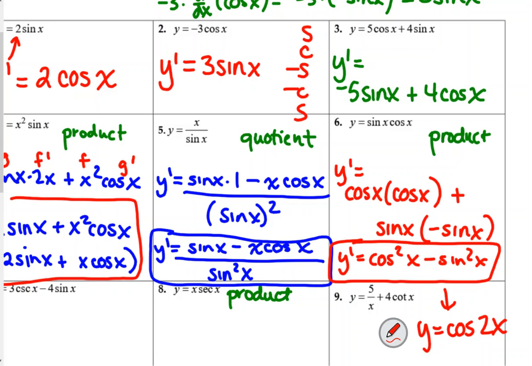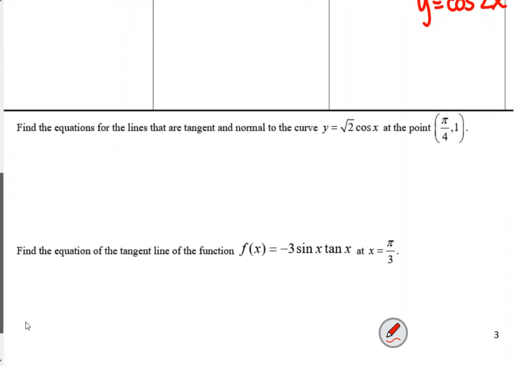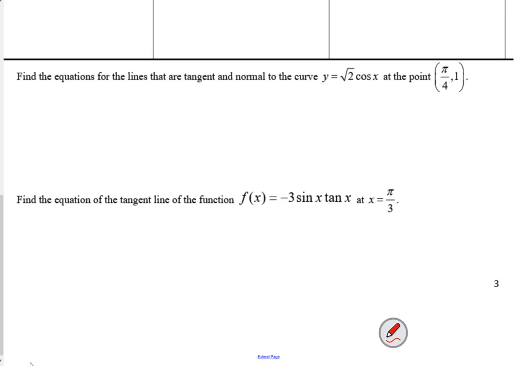Okay, I want to go ahead and do a tangent line problem. So let's go down here to the bottom. And then I want to talk about some of the second derivative stuff on the back, do a couple of those, and then we'll be ready to go.